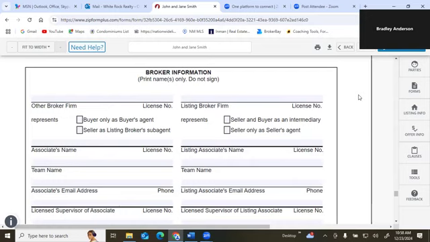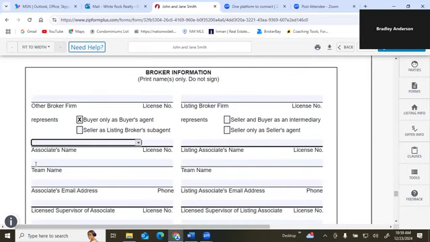And then this may seem simple, but if you represent the buyer in this example, so you are the other broker. See, the other broker firm is, in our example, us, White Rock Realty. Well, White Rock Realty has its own license number. All right. And then you, as the agent, are going to sign this on behalf of the brokerage. Buyer only as buyer's agent. Okay. The listing is going to be the same, but you're going to have to fill in this right-hand side as well. All right. So you are the associate.